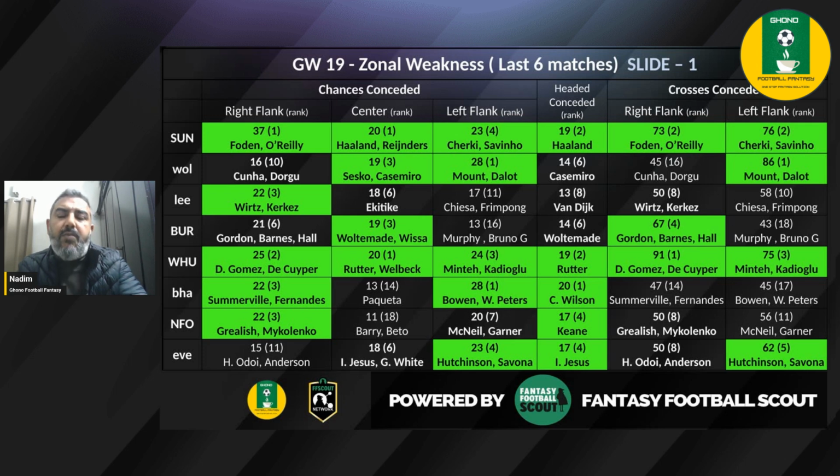Minteh, one of the most direct players that we have seen from Brighton, could also do well in this particular fixture from the left flank of West Ham, exploiting their weaknesses, given the fact that 24 chances have been considered by West Ham and are ranked third worst here. In terms of crosses, again, Gomez and De Cuyper, but also Minteh and Kadioglu could do well, with 91 and 75 crosses coming in from both flanks. West Ham against Brighton.